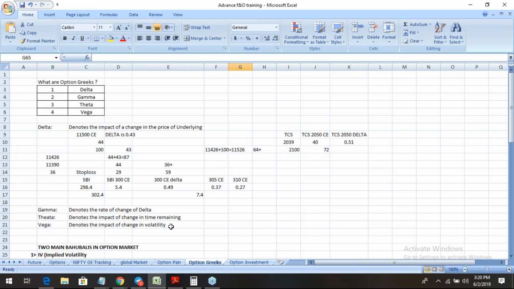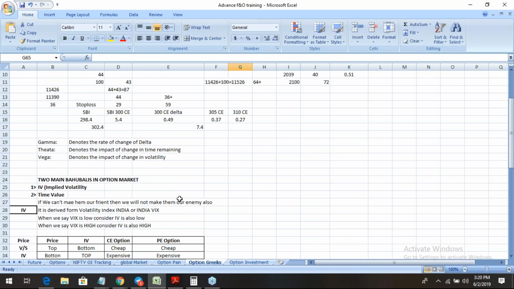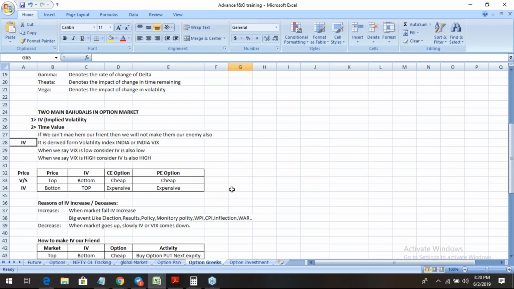Is there any optimum Vega for selection? What selection? Vega. Vega denotes the impact of volatility. See, I already told you that, right? If volatility is high, you cannot buy call and put, right? Because the premium is high.